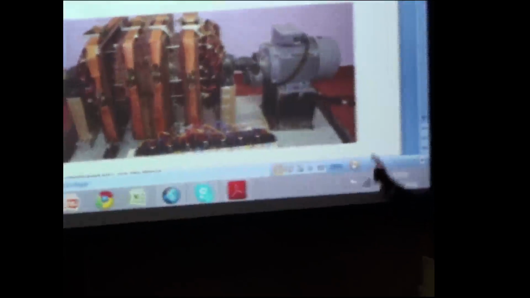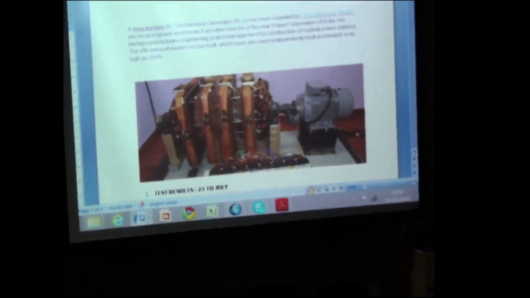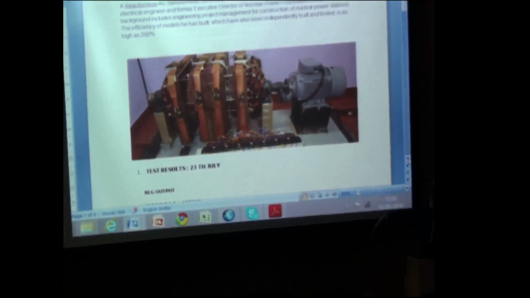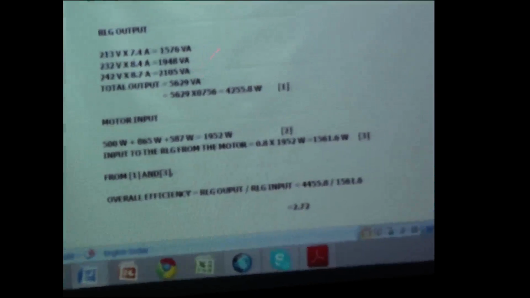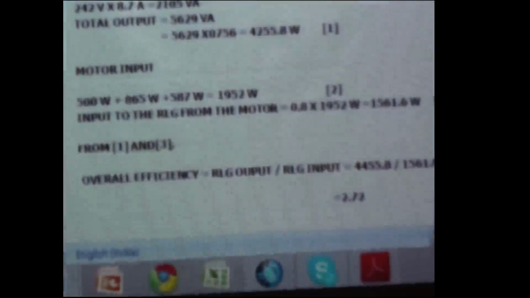Now when you read these books, you will know this is my old machine, it is wound now. Come to the test of it. If you see the test of this machine, you find that the input to that motor and the output vary 2.7 something. Now no one has heard till now about a generator that can cross 100% efficiency.